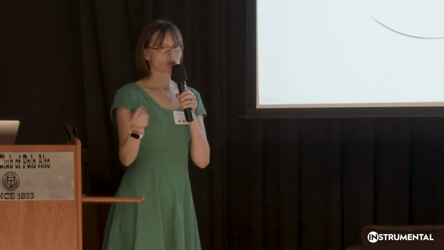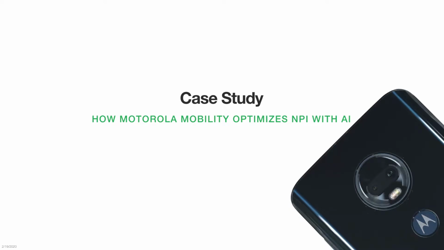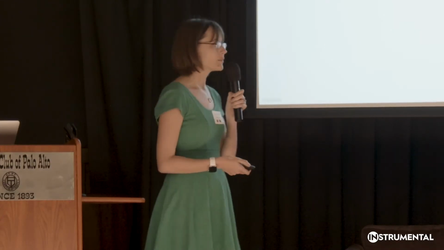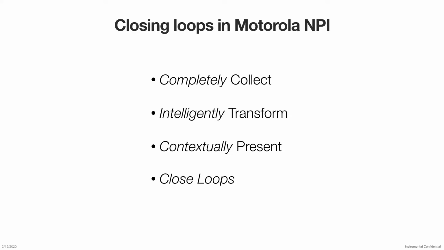So at Instrumental, we use technology to accelerate these loops, and that's what Motorola uses Instrumental to do. So we're going to walk through a very quick case study of how Motorola Mobility uses Instrumental on every single phone they design, and how they optimize their MPI process using our AI system. Let's talk about how Motorola actually closed several loops in their MPI process and accelerated that with Instrumental.